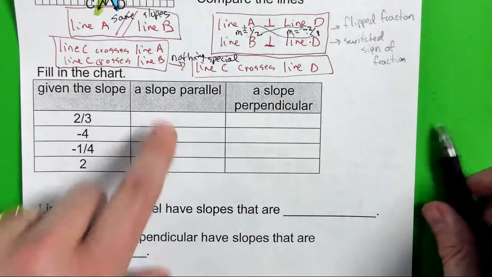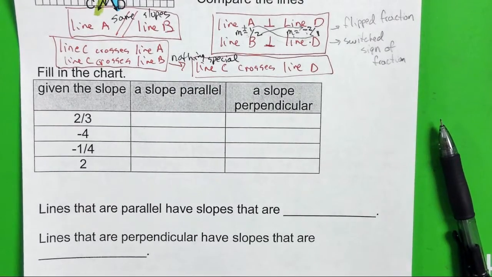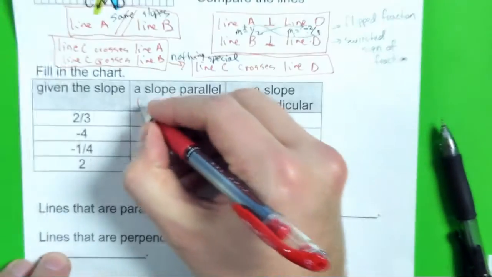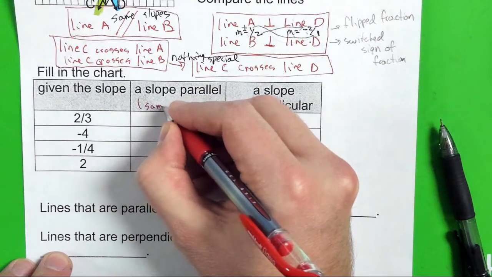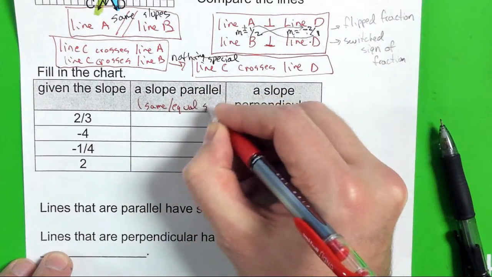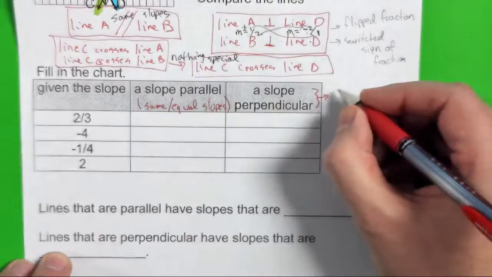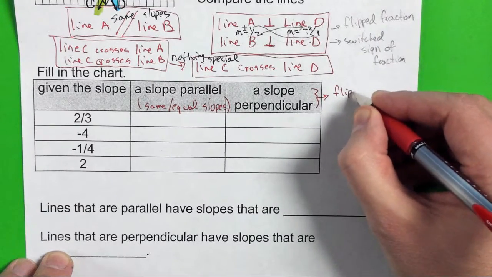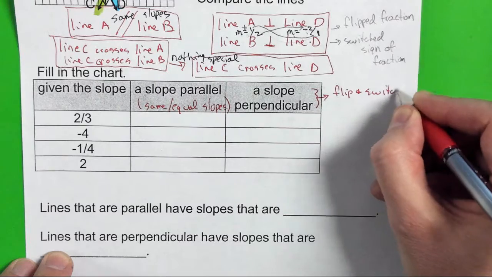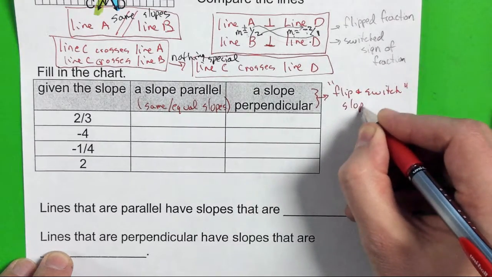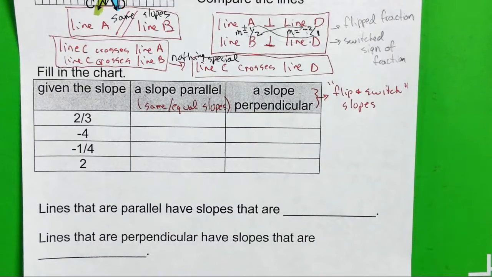right here. I want you to write it right here. Given the slope, a slope that is parallel, they have same or equal slopes. This one here, we're going to say flip and switch the slopes. Take one of the slopes, flip the fraction, and switch the sign on the slopes. Flip the fraction for the slopes, and then switch the sign from positive to negative or negative to positive.